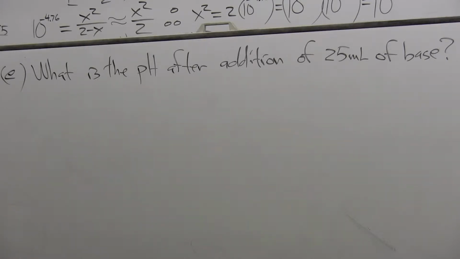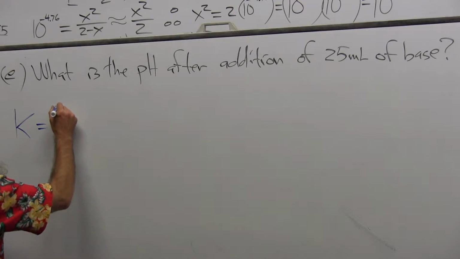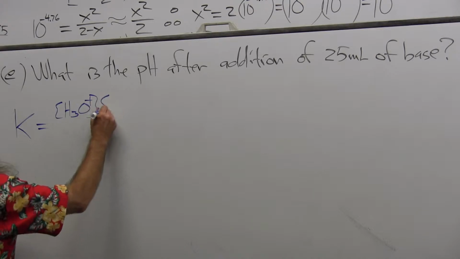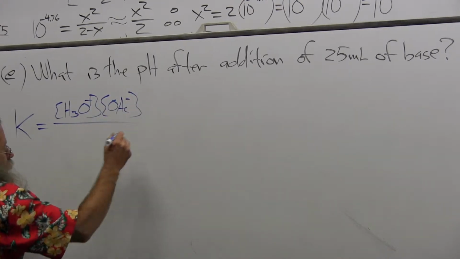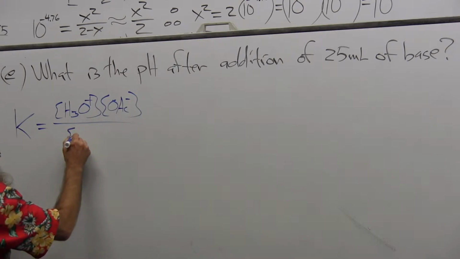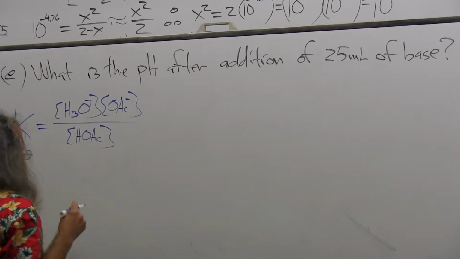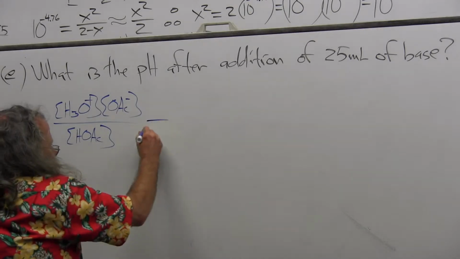Start with the mass action. So I take K is equal to the concentration of hydronium ion times the concentration of acetate, divided by acetic acid. Okay. And what do I do first? Solve for hydronium ion. So therefore I'm just going to go from there to here.